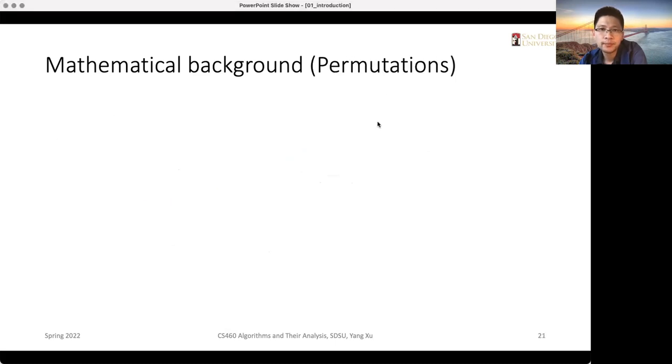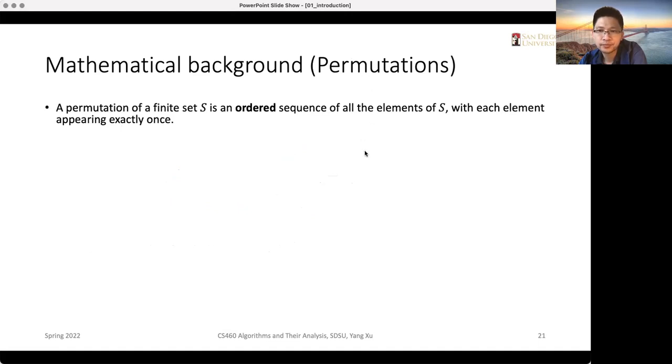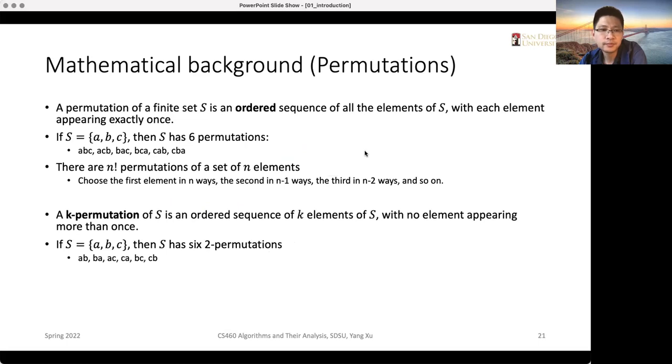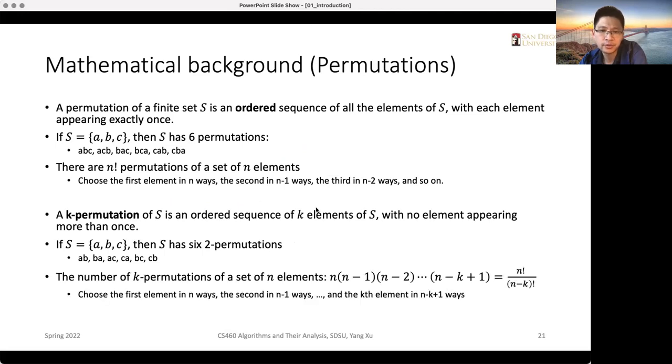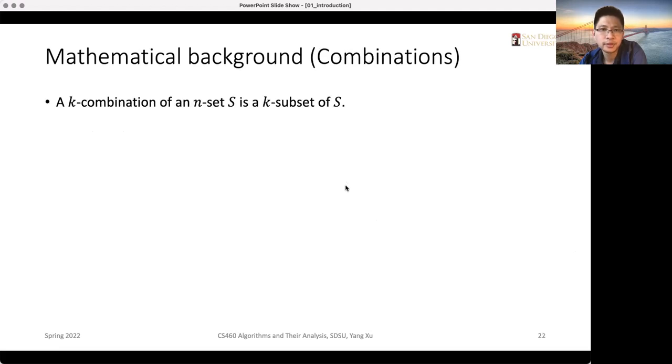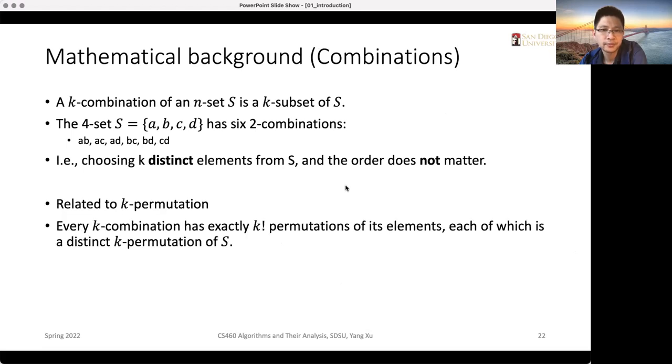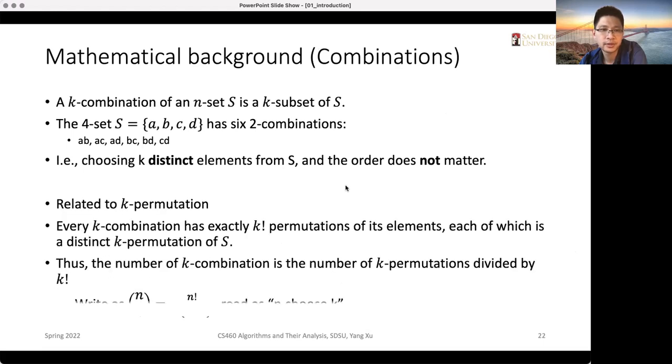Okay, and permutations and combinations, I hope you can go through the mathematical details yourself, and I'm not going to cover the details. These are just mathematical formulas here. Combinations, yeah, related to permutations, k-permutations.